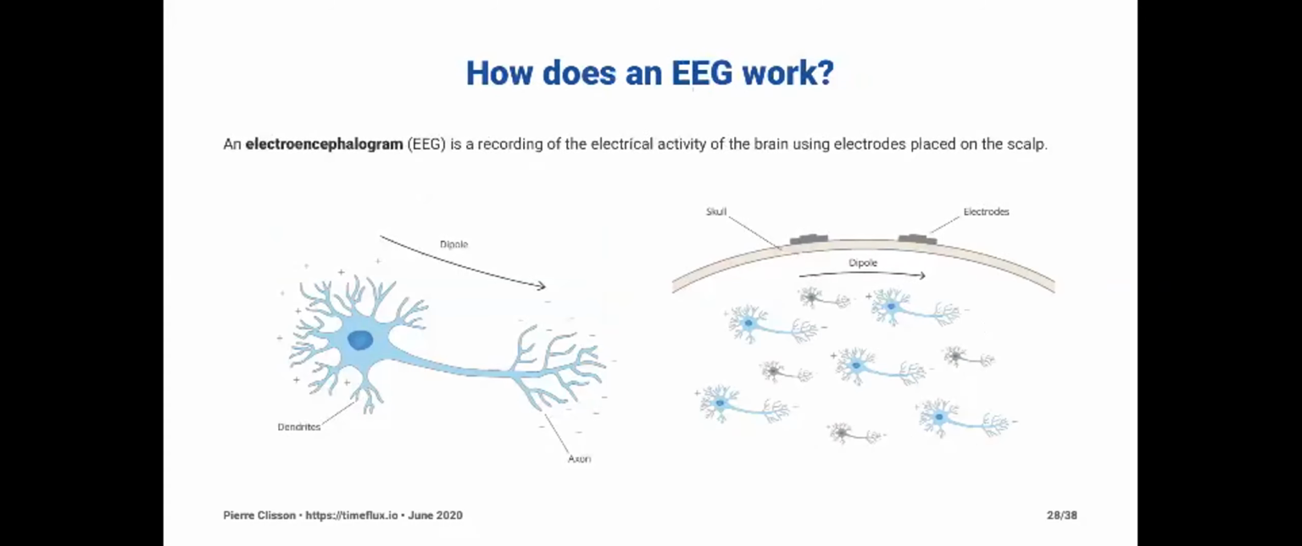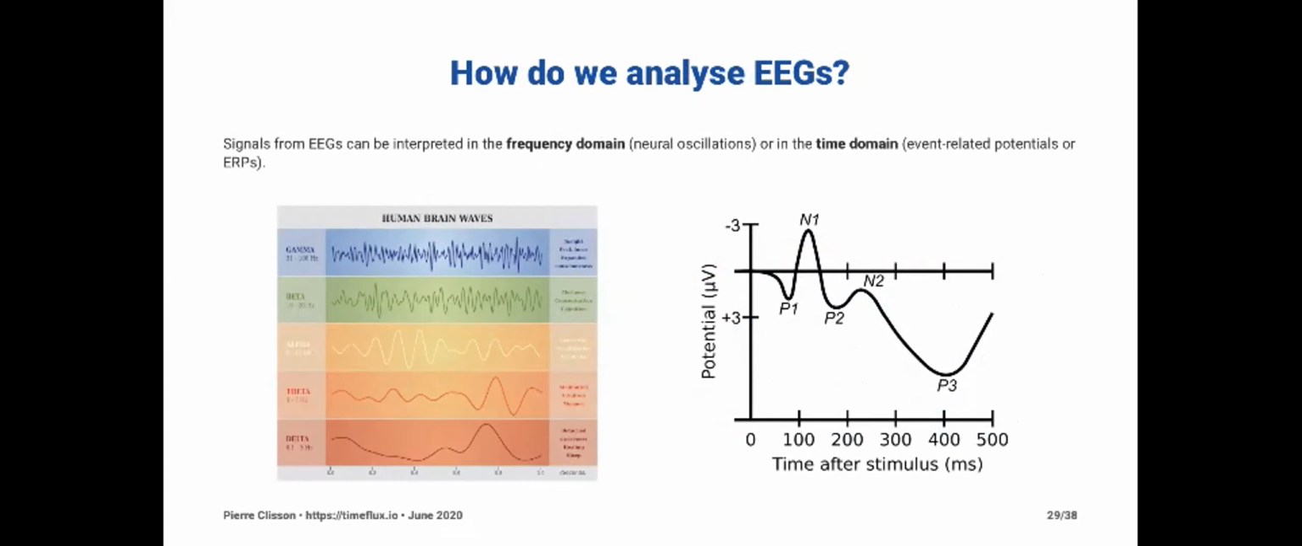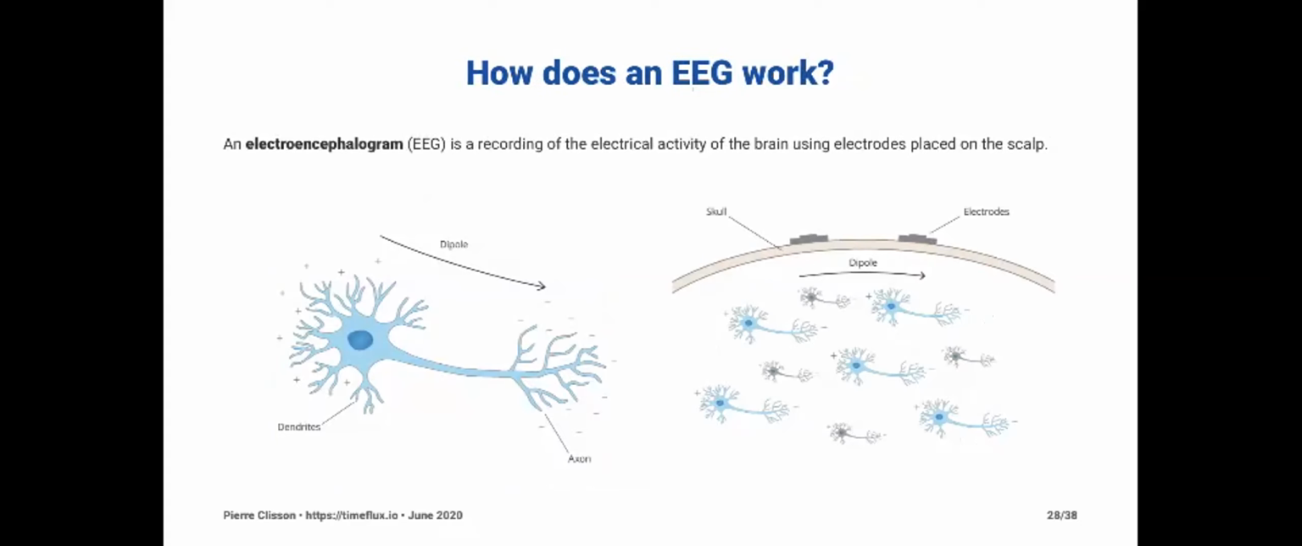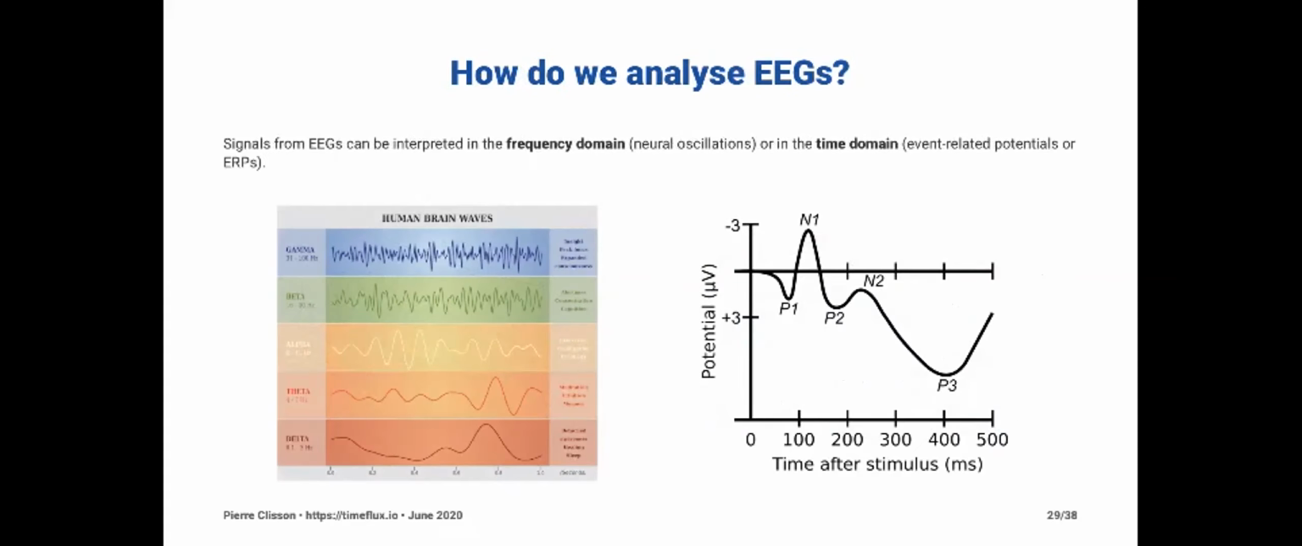So, okay, this is the first thing. How do we analyze the EEG, the electrical signal? We already saw that what we get from this is a time series, so individual measurements of the electrical activity over time. And there are different ways of measuring this.